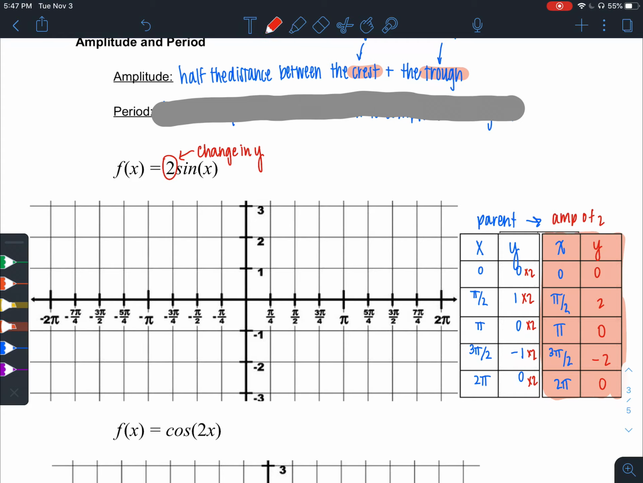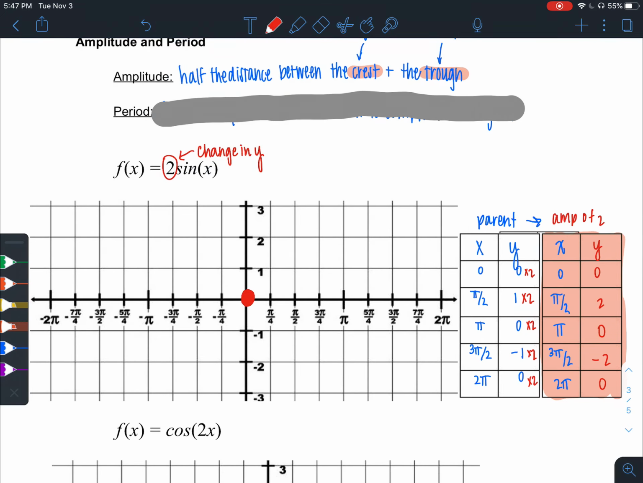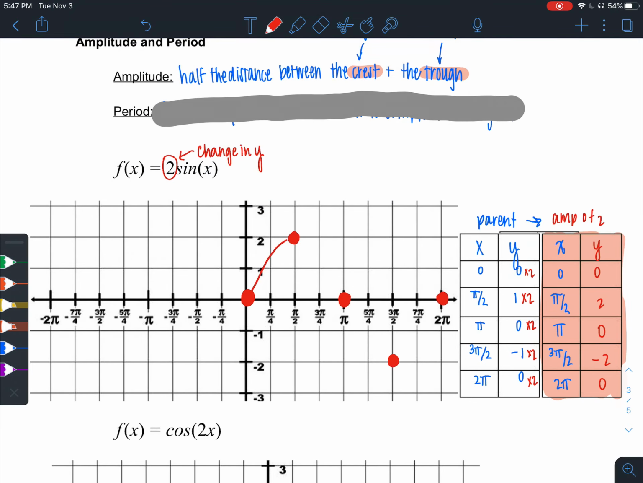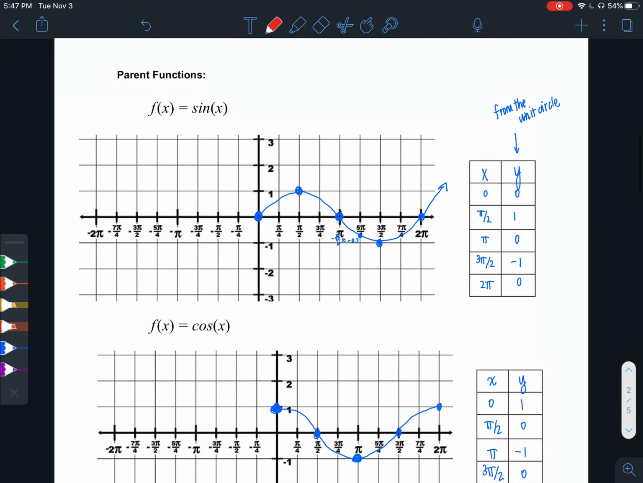Okay, so we have 0, 0, pi over 2, 2, pi 0, 3 pi over 2, negative 2, and 2 pi 0. So when we graph this, remember to have a bit of a curve. And so as you can see, it's the same graph, just slightly taller.